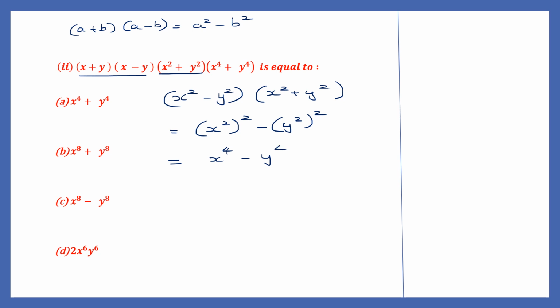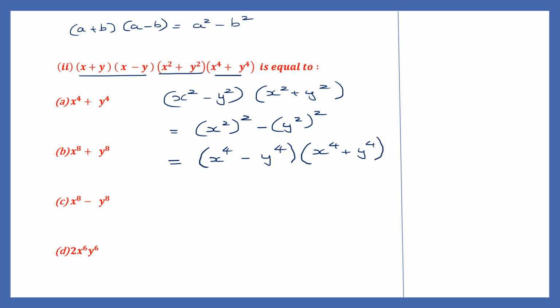2 into 2 is y to the power of 4. So what do we have now here? x to the power of 4 minus y to the power of 4. Now let's take the last binomial, which is this. So here, this is one binomial. We have another binomial, x to the power of 4 plus y to the power of 4.